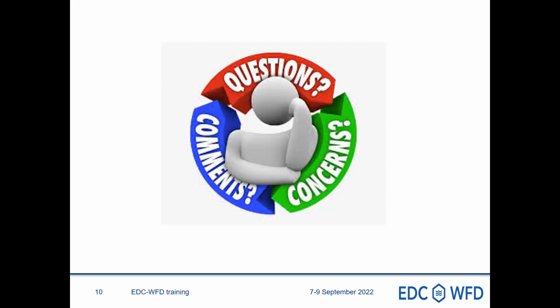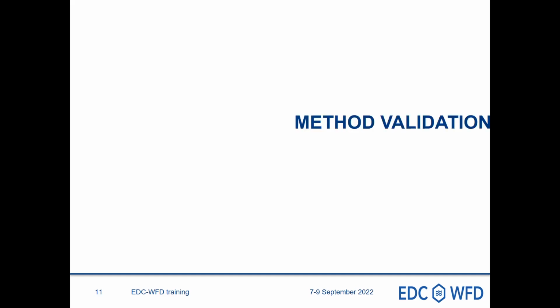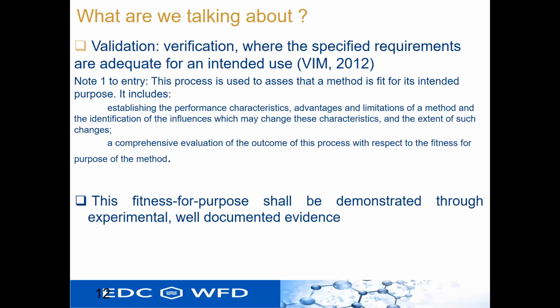So if there are no more questions about traceability, I suggest that we go on to discuss method validation. What are we talking about? Validation, as defined by the VIM, is the verification that the specified requirements are adequate for an intended use. This fitness for purpose should be demonstrated through experimental and well-documented evidence.